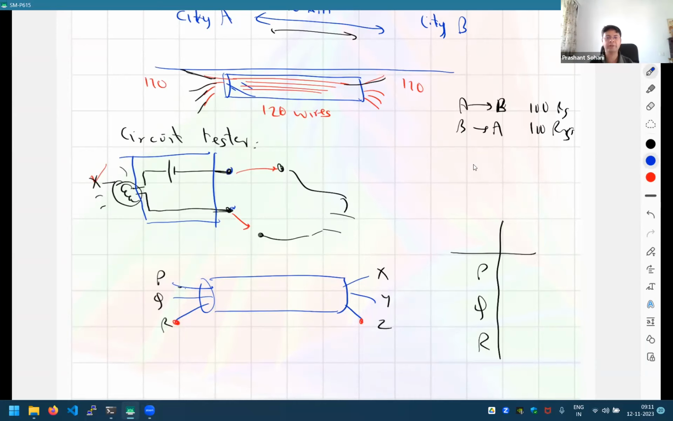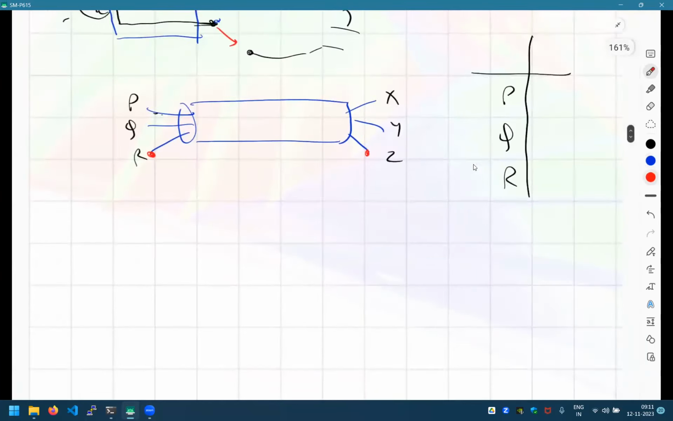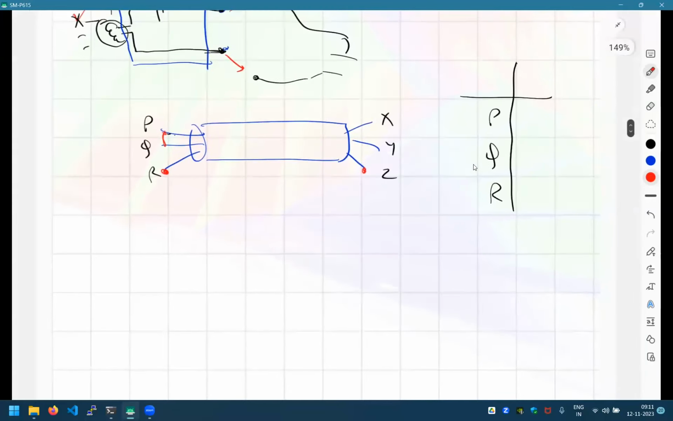So yes, in the case of three wires, what will happen? What will you do first? What will you do next? I have an idea: we will tie P and Q, and then go to the other end and find which two wires plug and light the tester.